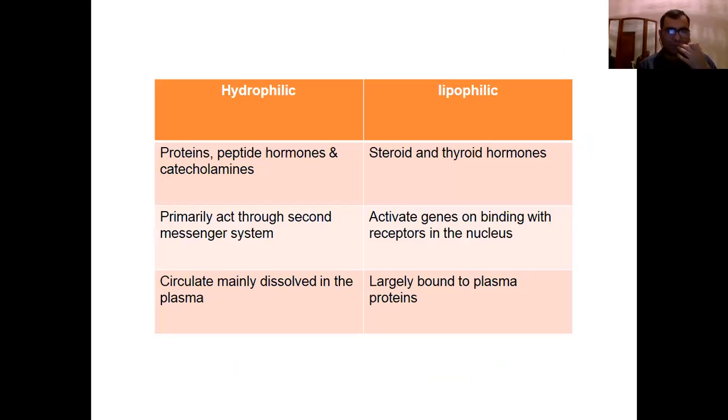We distinguish between hydrophilic proteins, peptide hormones, and catecholamines, and lipophilic steroid and thyroid hormones. The hydrophilic ones primarily act through second messenger systems, while the lipophilic ones activate genes by binding with receptors in the nucleus. They circulate mainly dissolved in the plasma, or largely bound to the plasma proteins.